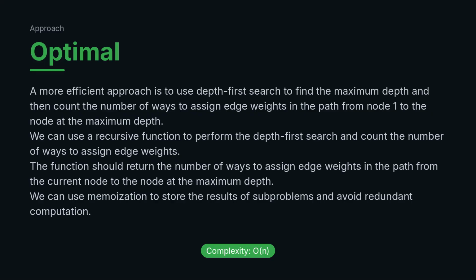A more efficient approach is to use depth-first search to find the maximum depth and then count the number of ways to assign edge weights in the path from node 1 to the node at the maximum depth. We can use a recursive function to perform the depth-first search and count the number of ways to assign edge weights. The function should return the number of ways to assign edge weights in the path from the current node to the node at the maximum depth. We can use memoization to store the results of subproblems and avoid redundant computation. The complexity here is O(n).